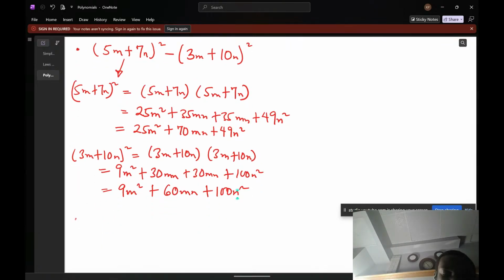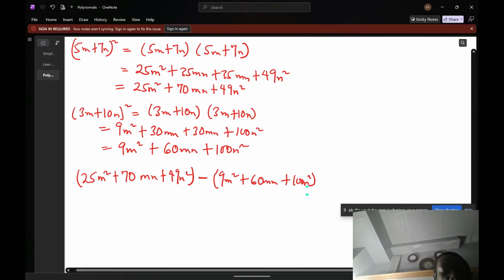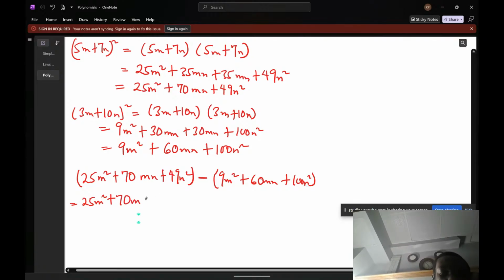So now we have it as 25m squared plus 70mn plus 49n squared, minus, into 9m squared plus 60mn plus 100n squared. Okay, so now we're going to use the minus to open the bracket. So that will be 25m squared plus 70mn plus 49n squared minus 9m squared minus 60mn minus 100n squared.